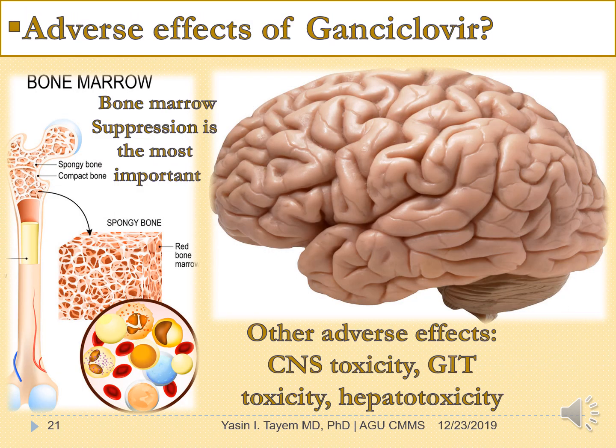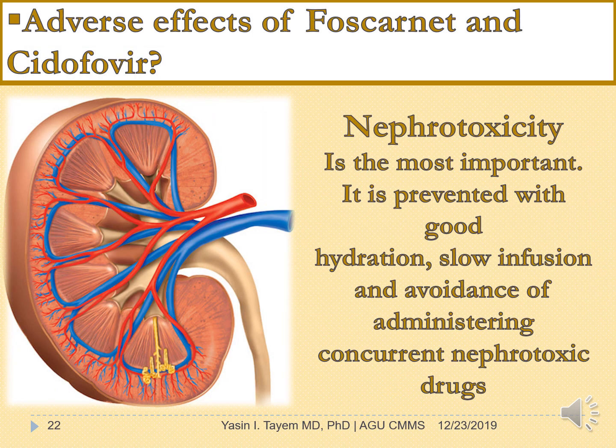The major adverse effects of ganciclovir include bone marrow suppression, which is the most important, and other toxicities like CNS toxicity, GI tract toxicity, and hepatotoxicity. The main adverse effect of foscarnet and cidofovir is nephrotoxicity. It is prevented with good hydration, slow infusion, and avoidance of administering other nephrotoxic drugs at the same time.